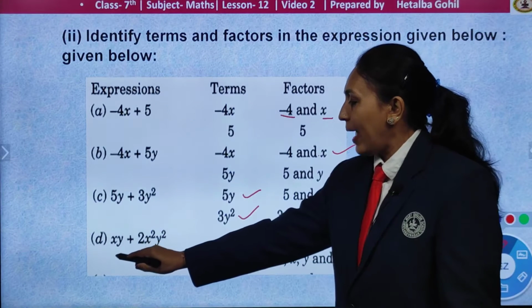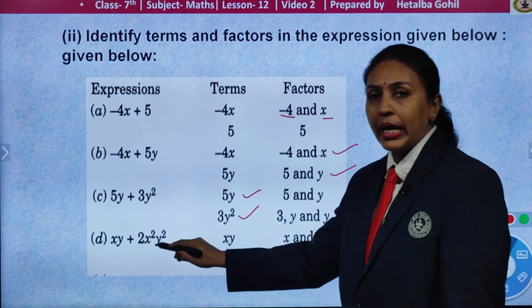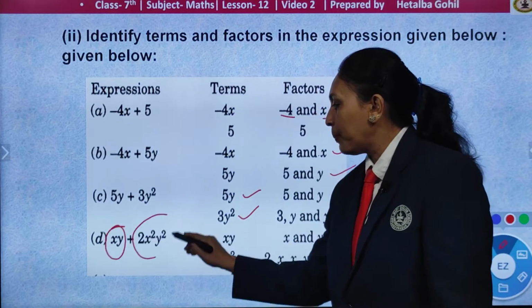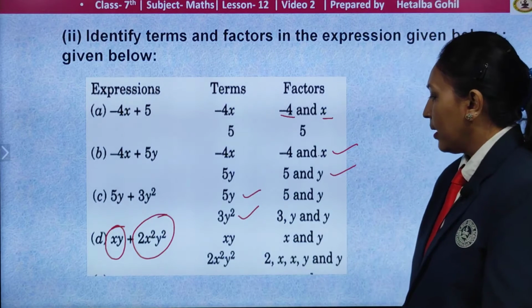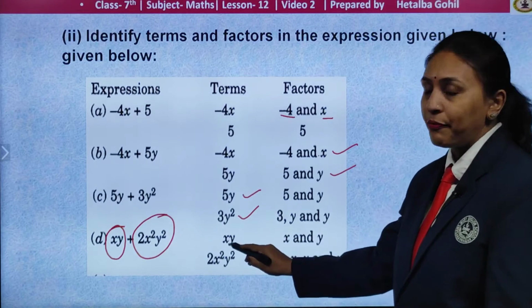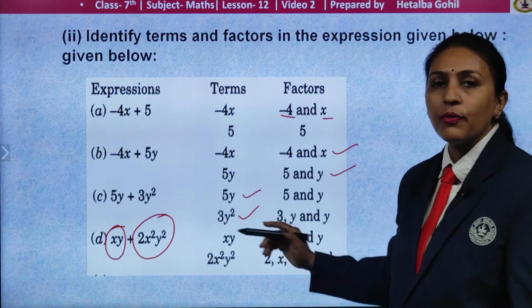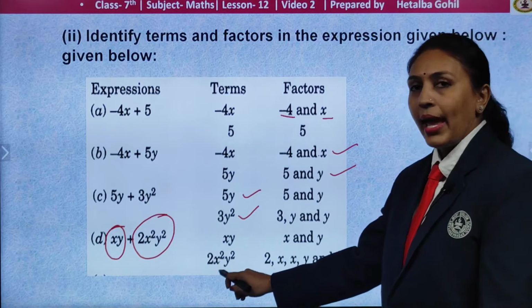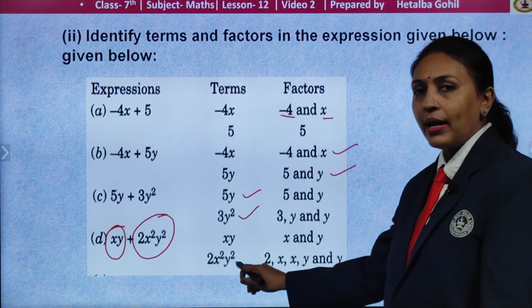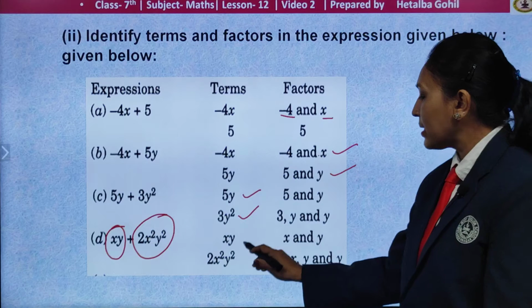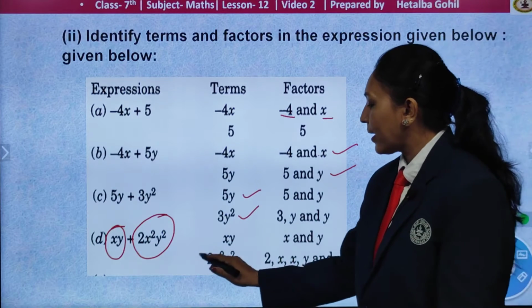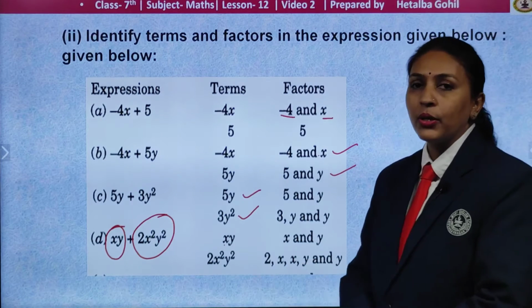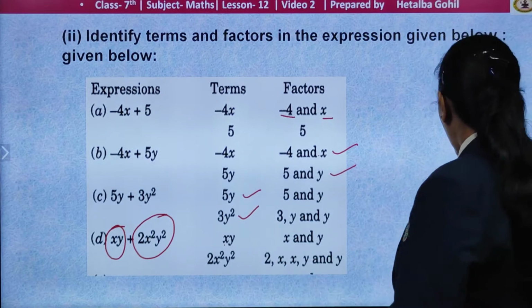Last, number 4: xy plus 2x square y square. The two terms here are xy and 2x square y square. Now let us list their factors. The factors of xy are x and y, whereas for the other term it is 2 into x into x into y into y. That means 2, x, x, y, y are the factors of the given term here. As square is there, that particular variable should be multiplied twice.